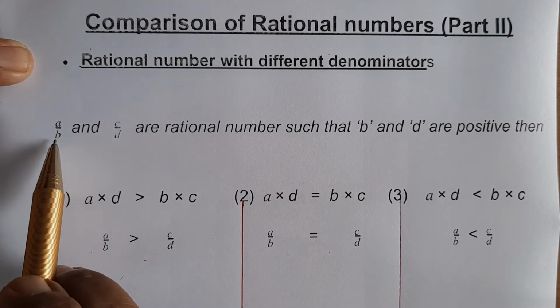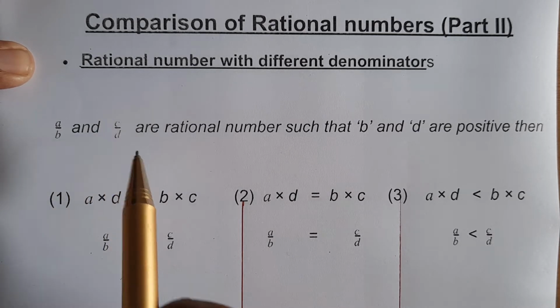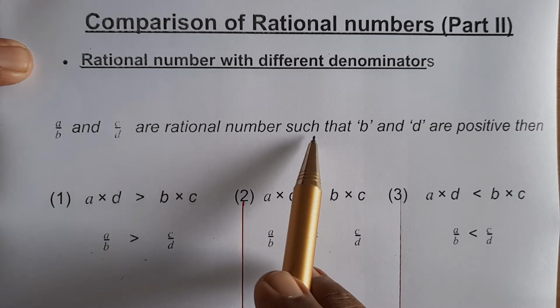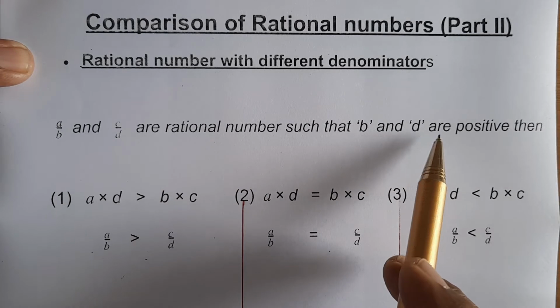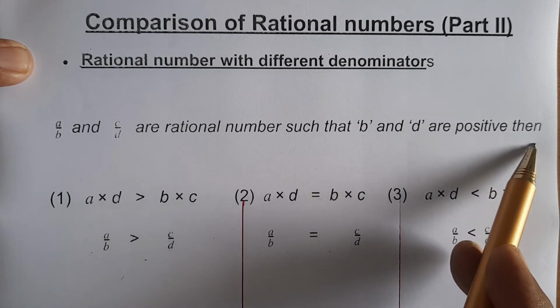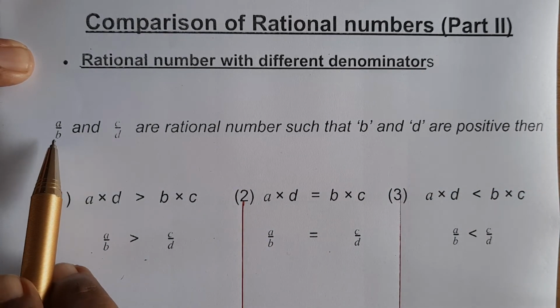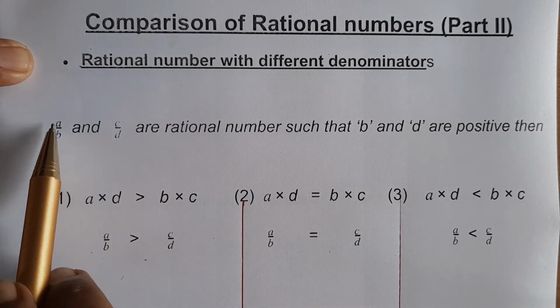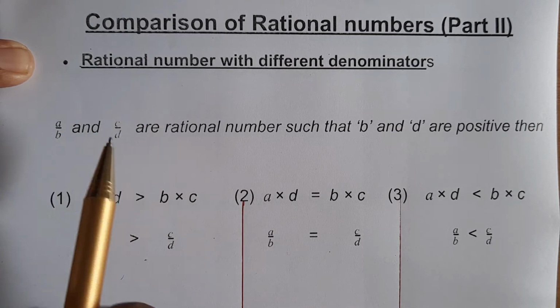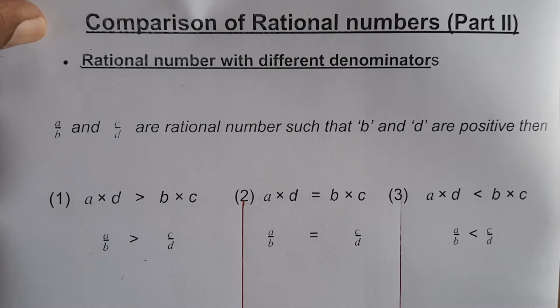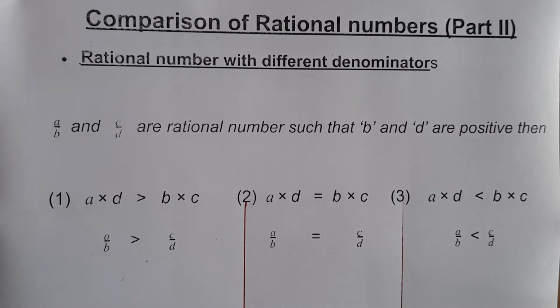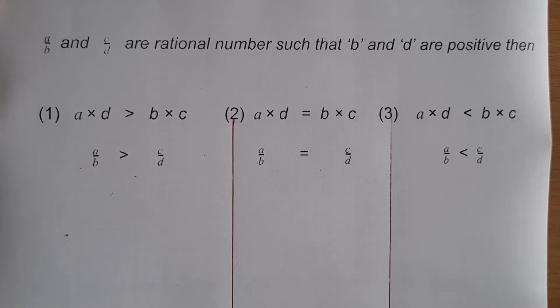Suppose a upon b and c upon d are rational numbers such that b and d are positive. That means when denominators are different and numerators are different, here we learn the cross multiplication method.